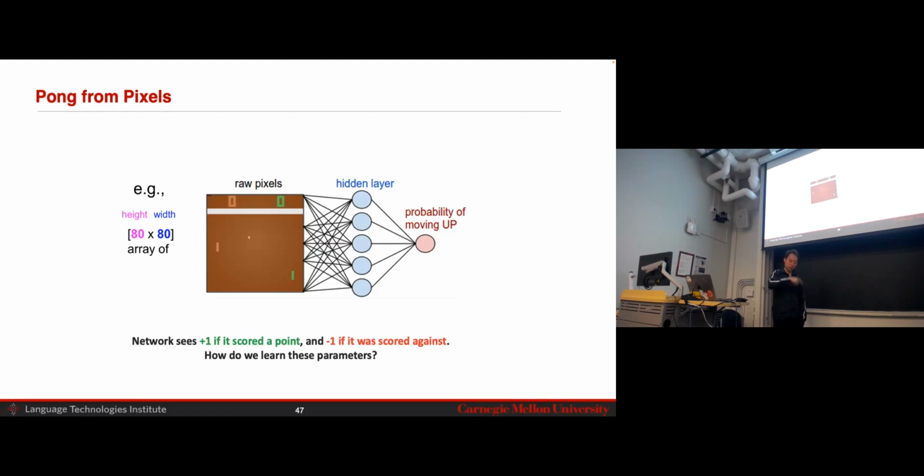The reward that you see in this game, the simulator, the reward that it spits out is plus 1 if you manage to score a point against the other opponent, and minus 1 if the opponent scores a point against you. So the next question is, how do you learn these parameters?